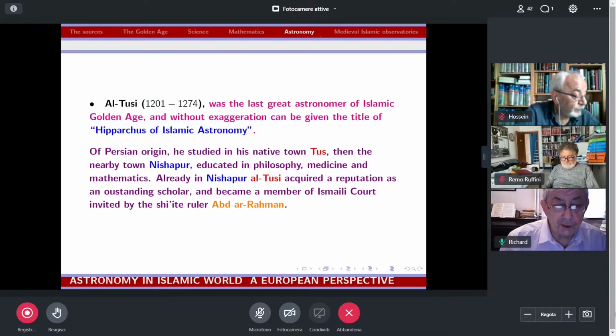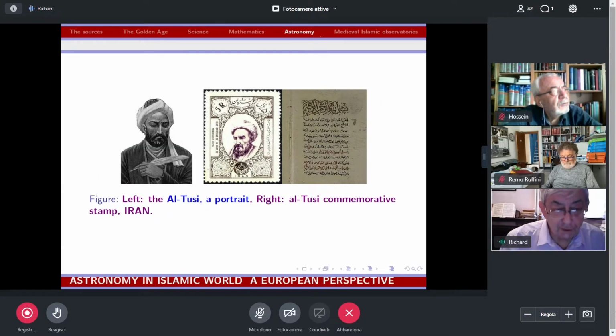Of Persian origin, he studied in his native town Tush, then nearby Nishapur, educated in philosophy. He acquired the reputation of an outstanding scholar and became a member of the Ismaili court, invited by Abd al-Rahman. And what is interesting is that here's Al-Tushi on the stamp in Iran. After Hulagu's conquest of Baghdad, he named Al-Tushi a great court astronomer.